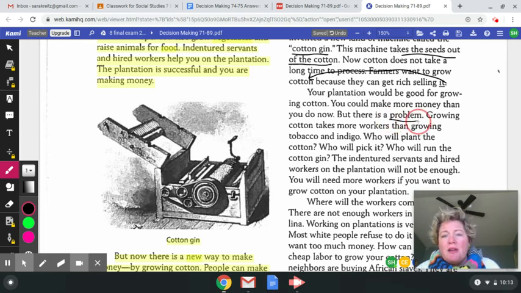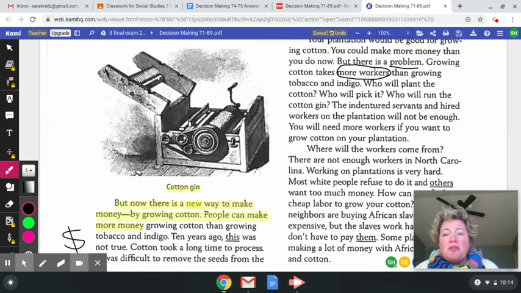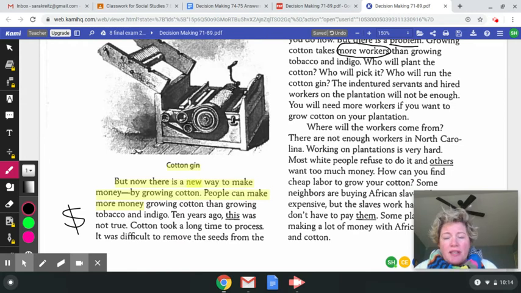Growing cotton takes more workers than growing tobacco and indigo. So where are you going to get these more workers? Who will plant the cotton? Who will pick it? Who will run the cotton gin? The indentured servants and hired workers on the plantation will not be enough. You will need more workers if you want to grow cotton on your plantation. Where will the workers come from? There are not enough workers in North Carolina.